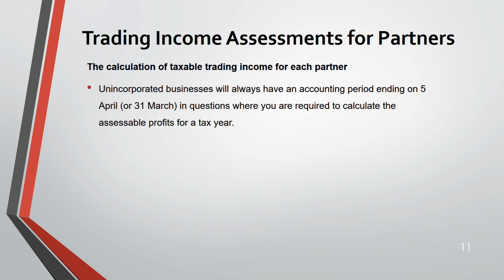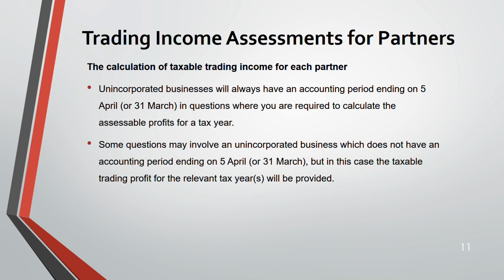So for unincorporated businesses in your ATX exam, they made it easier for you because your period is a transition period. You don't have to work on it. They will give you an accounting period in such a way that it always ends on 5th April or 31st March, where you are required to calculate assessable profit for a tax year because your tax year also ends at that date. If it's a company, it will end on 31st March. And for an individual it is 6th April to 5th April.